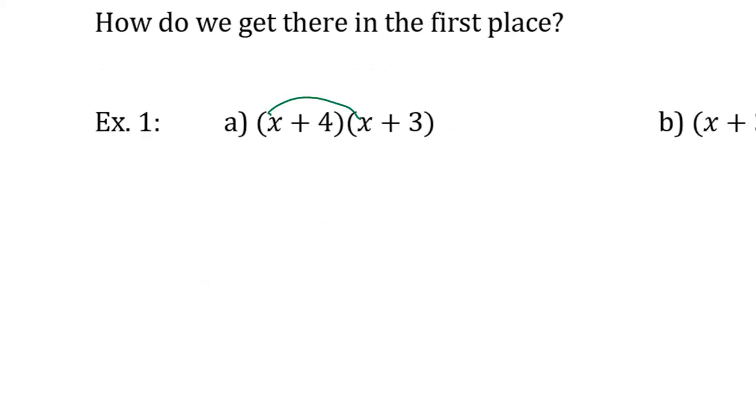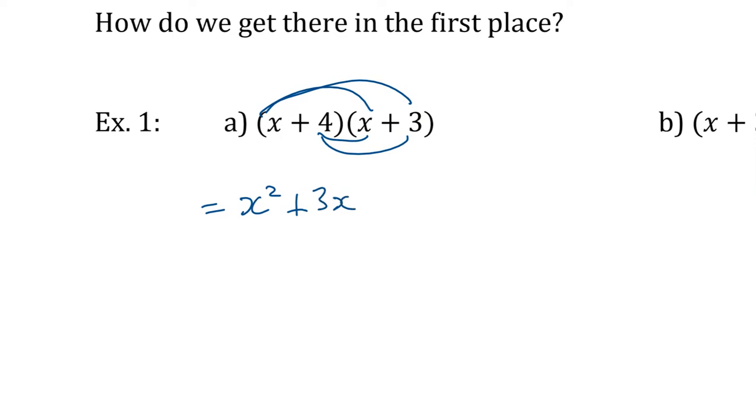What do you do? You multiply these, you multiply these, you multiply those, and you multiply those. So x times x is x squared. x times 3 is 3x. 4 times x is 4x. 4 times 3 is 12. What do we do next? Collect like terms, add like terms. Very good. So the two like terms are 3x and 4x. So we've got x squared plus 7x plus 12.